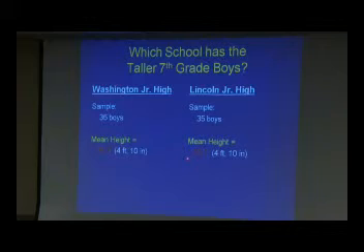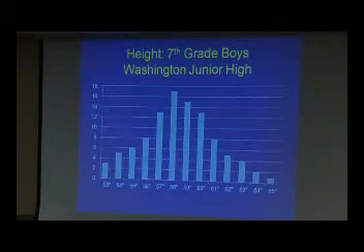Similar process at Lincoln, 58.1. They're starting to look a little more similar. So here, in fact, is a distribution of Washington Junior High, the 7th grade boys. And there are 100 in here.